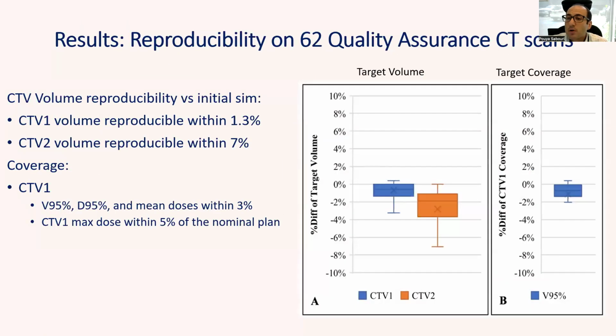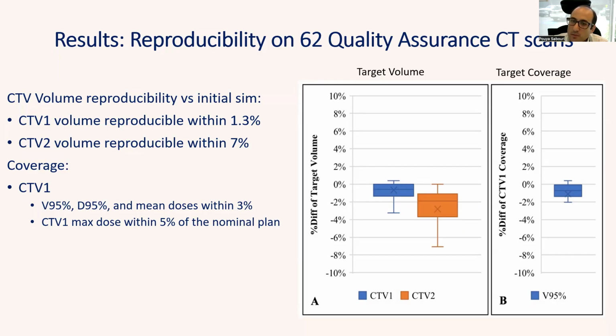We looked at how reproducible the Breath-Hold plans were over time by evaluating 62 QA-CTs. On the left, we see CTV1, that's the main target, had excellent volume reproducibility, staying within about 1.3% of the original SIM. CTV2 generally represents a secondary or elective volume. It's smaller, maybe more difficult to localize, and so variation was a bit more, it's 7%, but acceptable.